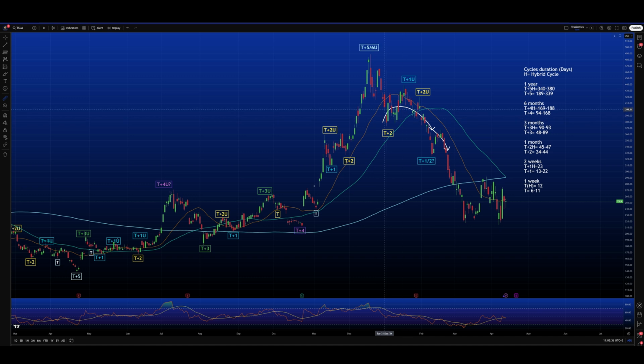Nonetheless, I was also checking this duration from this low here until this low here, we have 45 bars. So this one can be considered eventually a T+2 hybrid cycle, 45 days. And from this low here until this low here, we have a T+1. So either we have T+2 and then T+2, or you can interpret it like T+2 hybrid and a T+1.